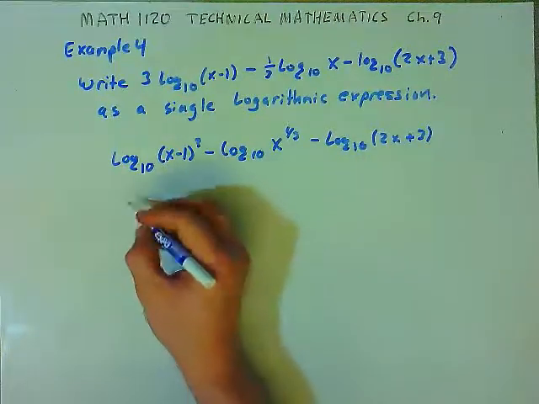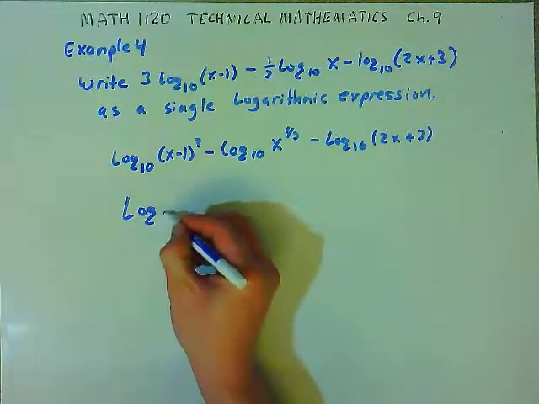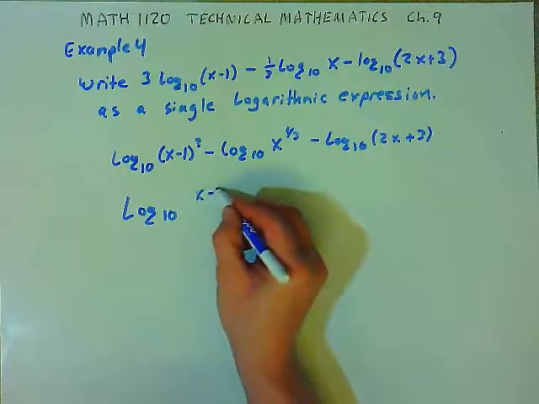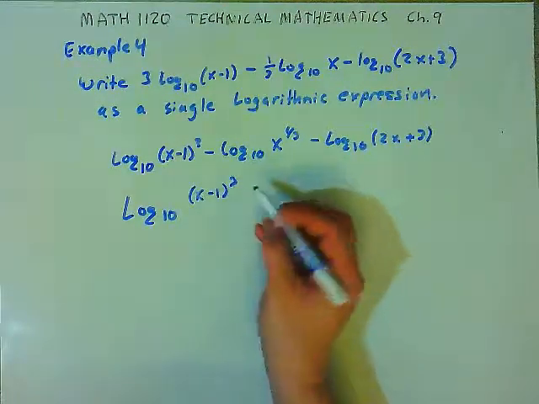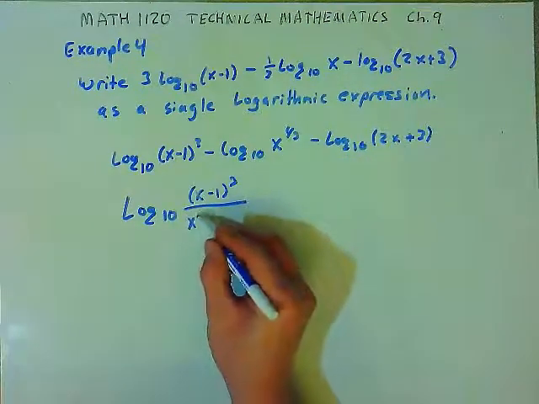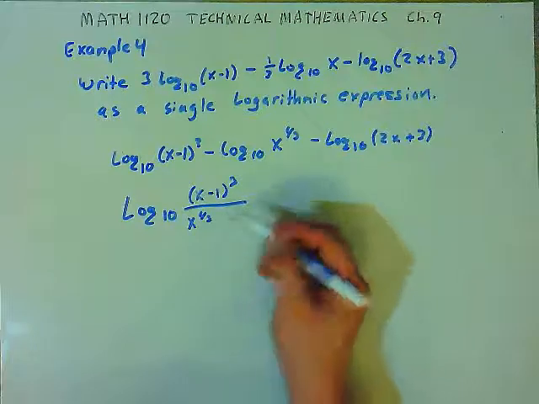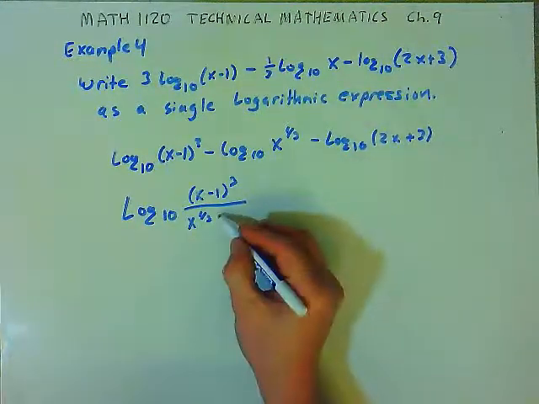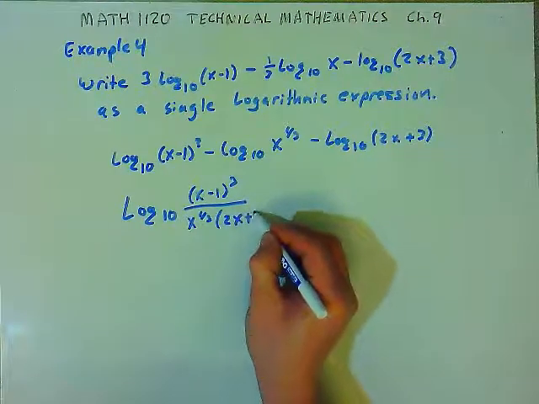And so this is going to become log base 10. This was positive, it stays in the numerator, (x minus 1) to the third power. These were negatives though, so they're going to end up in the denominator, x to the 1/3. And they're both going to be in the denominator, and they'll both be multiplied. And so this is going to be 2x plus 3.